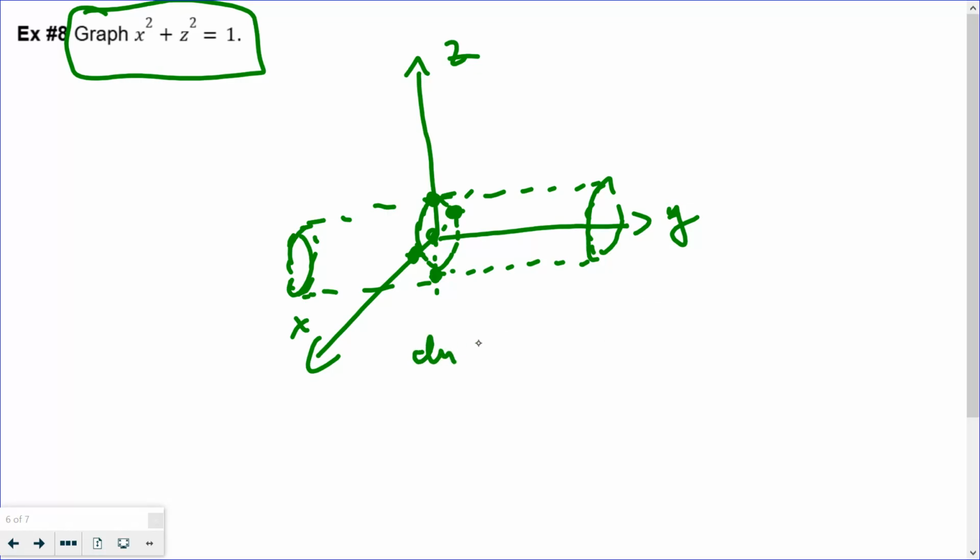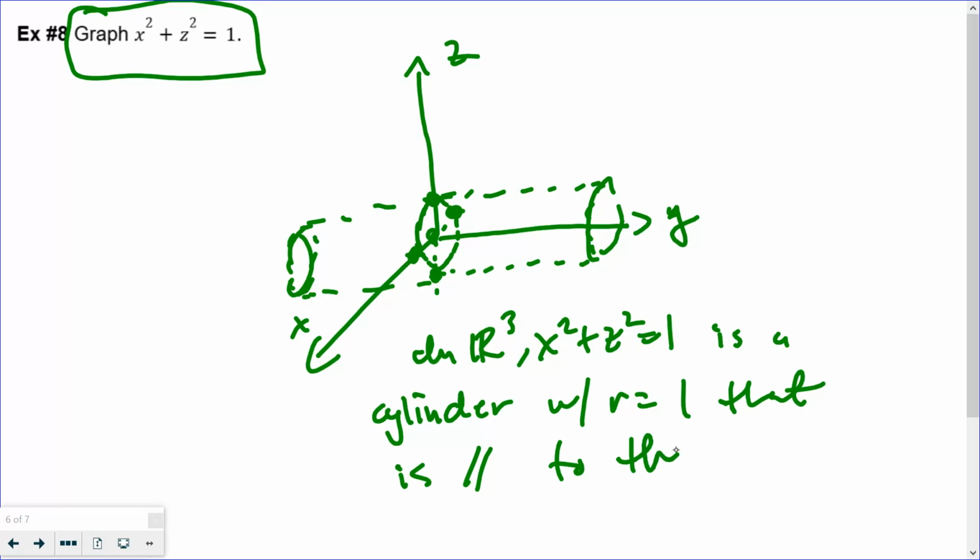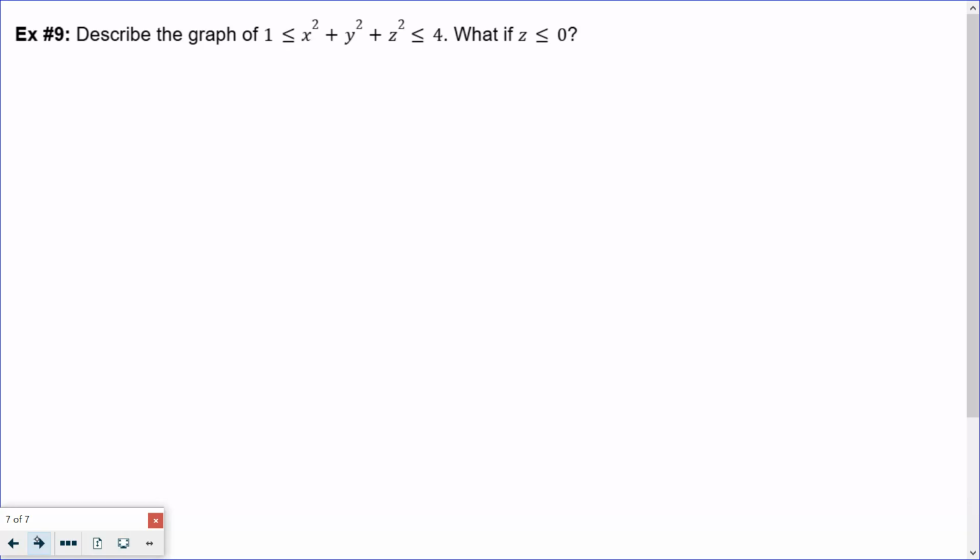So in 3 space, x squared plus z squared, which is equal to 1, is a cylinder with a radius that's equal to 1 that is parallel to the y-axis. All right, I'm going to graph these with Desmos last, so I can kind of help you see what that stuff is. Okay, actually, yeah, let's get this last one done.